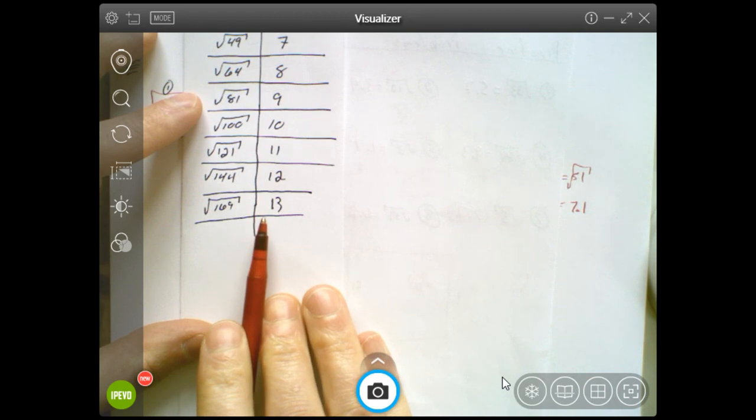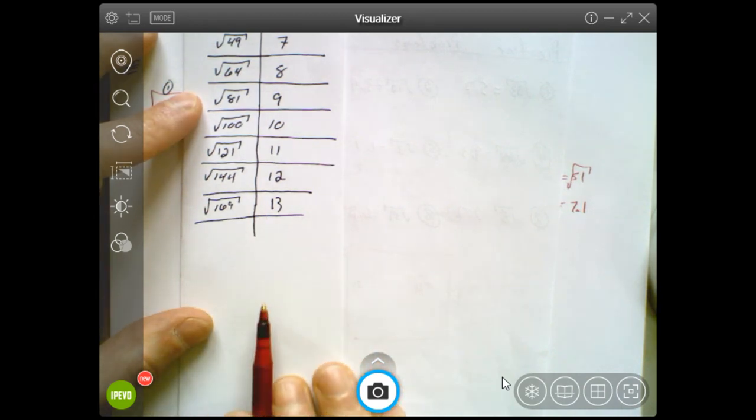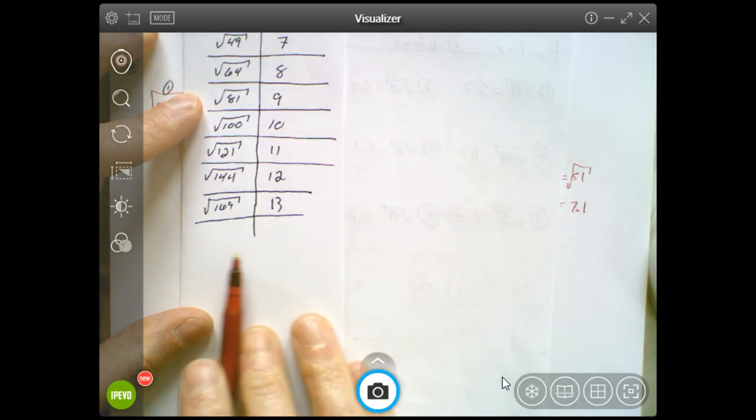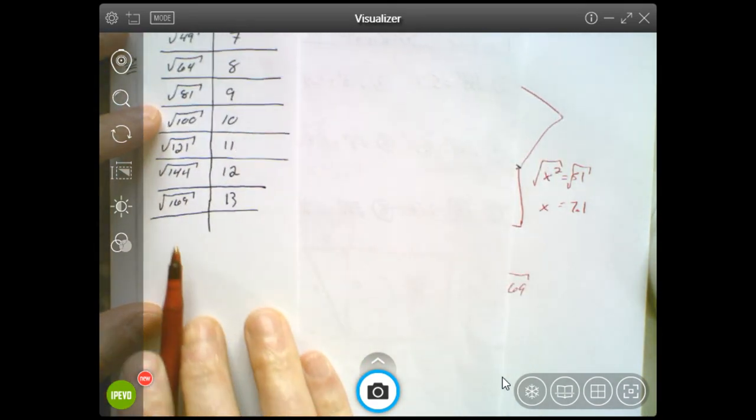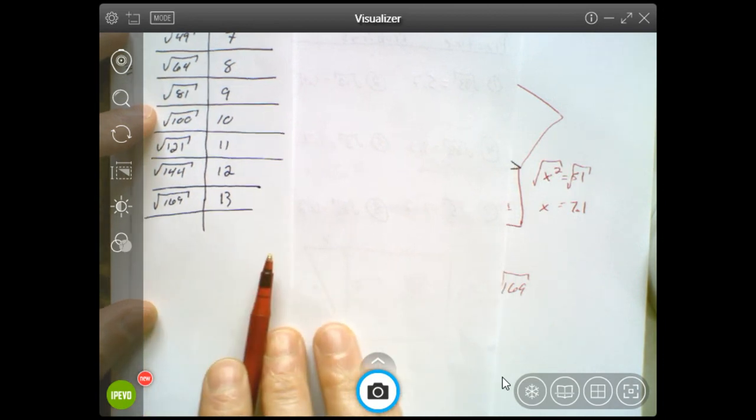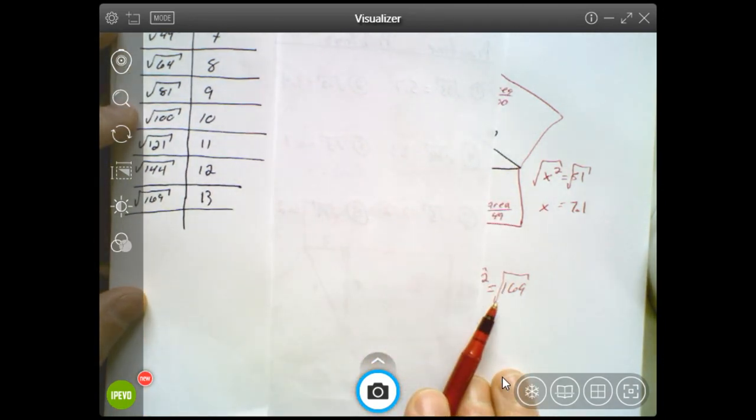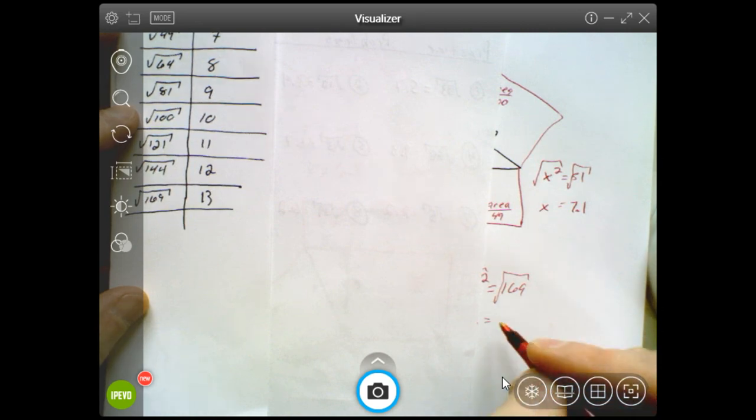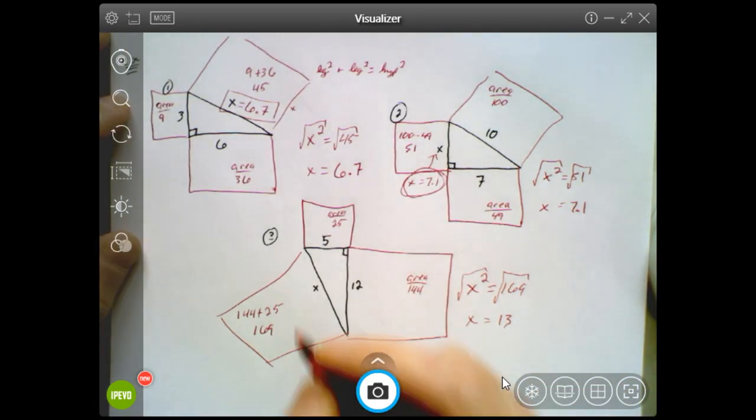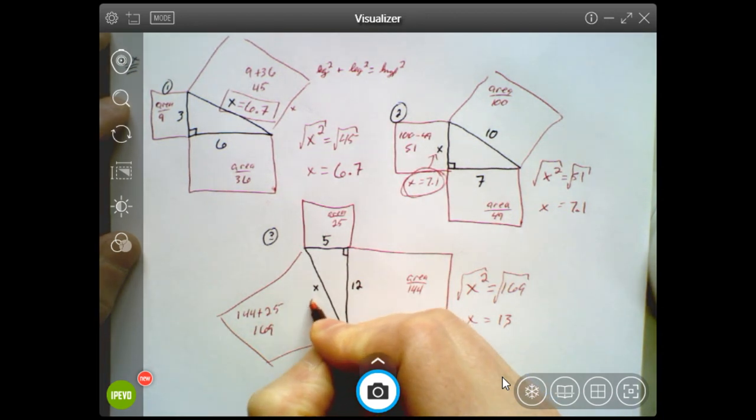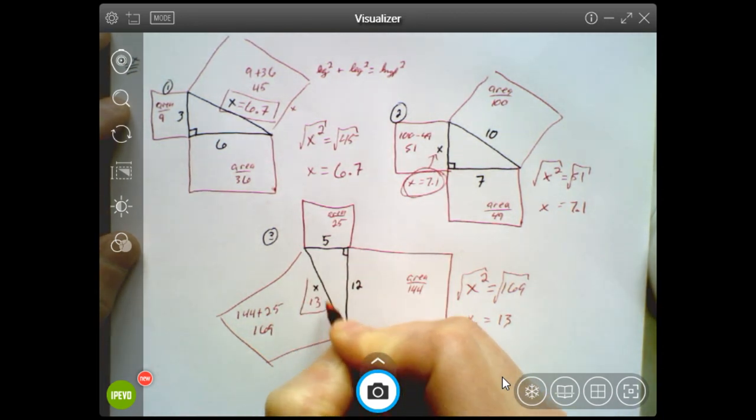Remember I told you sometimes you might run into numbers that are a little bit bigger than what's on your chart. Then what I would do is just add them into your chart as you go. So here I do have the square root of 169 is 13. So the answer to the square root of 169 is 13. So this missing side length here is 13. X is 13.